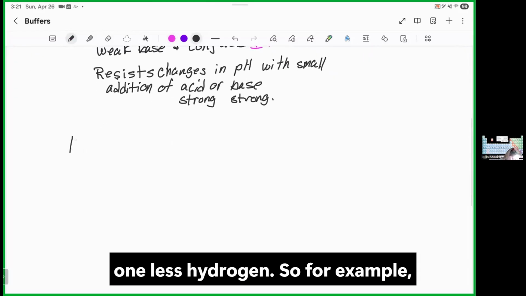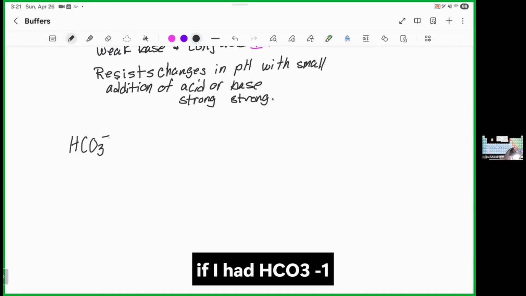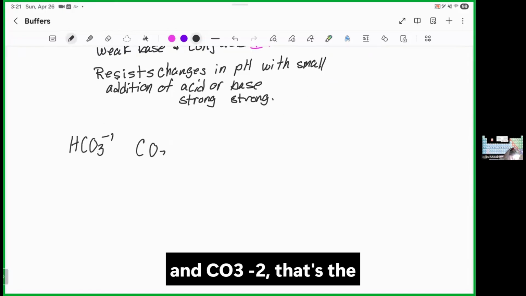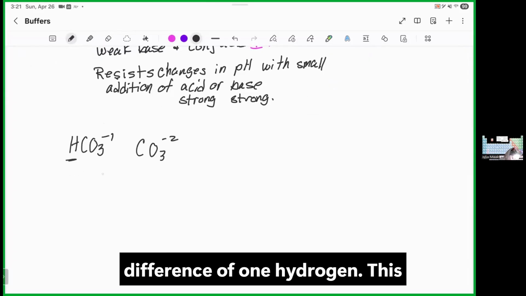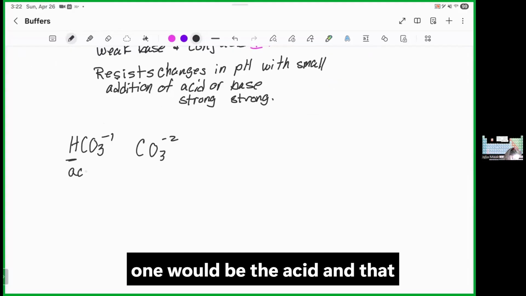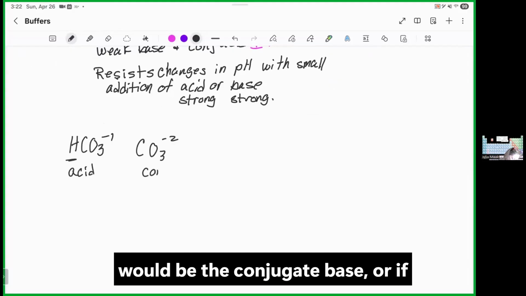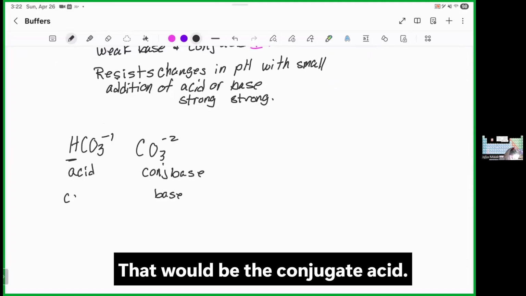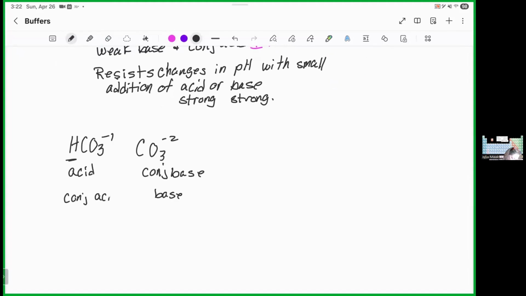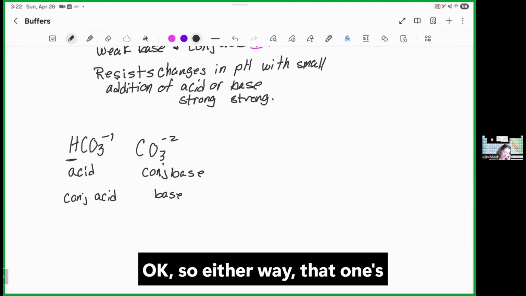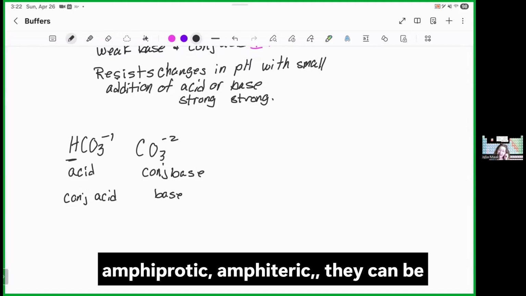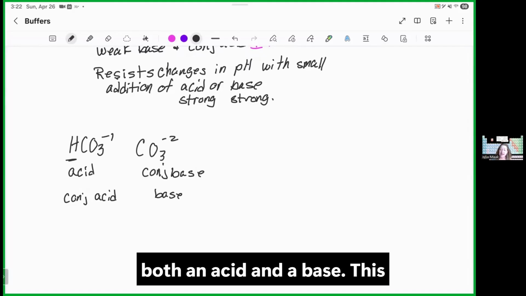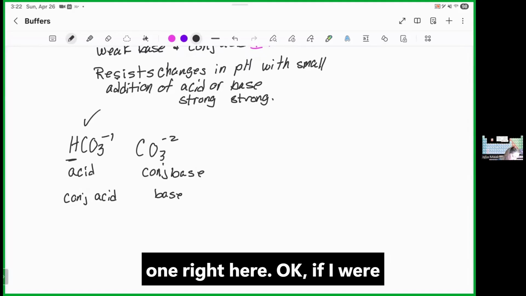So for example, if I had HCO3 -1 and CO3 -2, that's a difference of one hydrogen. This one would be the acid, and that would be the conjugate base. Or if we called that the base, that would be the conjugate acid. Okay, so either way, that one's amphiprotic, amphoteric. It can be both an acid and a base, this one right here.